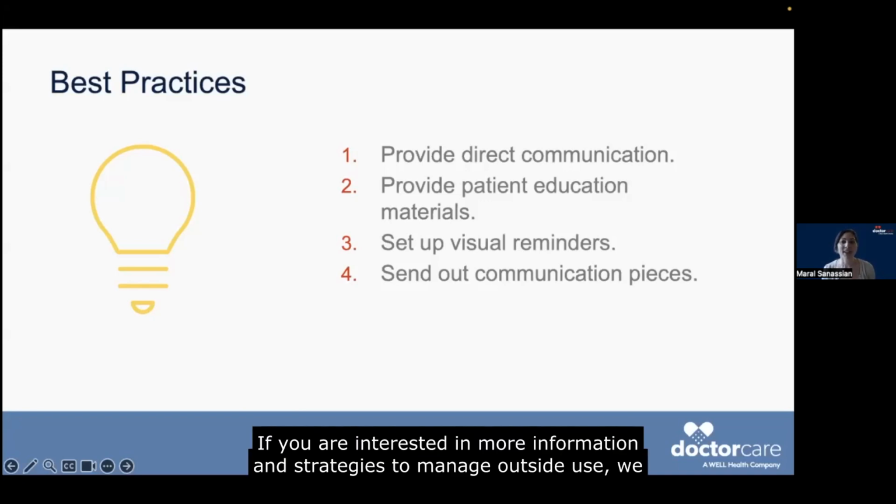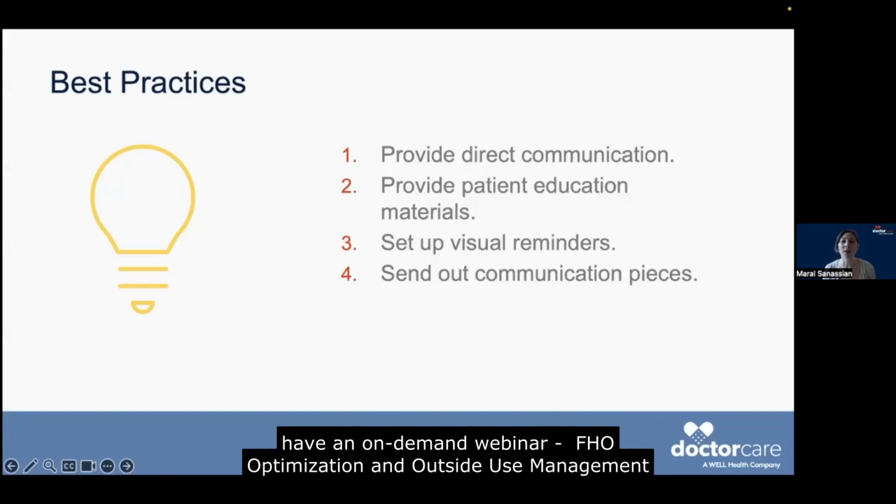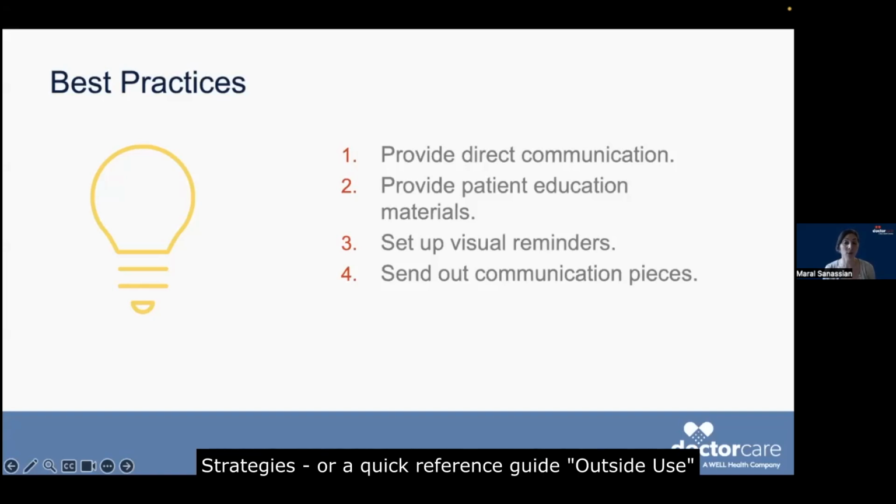If you are interested in more information and strategies to manage outside use, we have an on-demand webinar, flow optimization and outside use management strategies, or a quick reference guide, outside use, that we can share after this webinar.